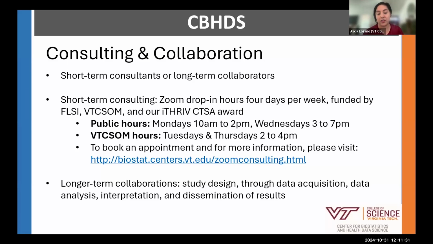We do encourage longer-term collaborations, obviously in the spirit of strengthened partnerships and science. For single projects, when possible, we do strive to work with investigators from study design through data analyses and the dissemination of results of those projects. Our goal is to transition from project to project with our collaborators, essentially building programs of research.